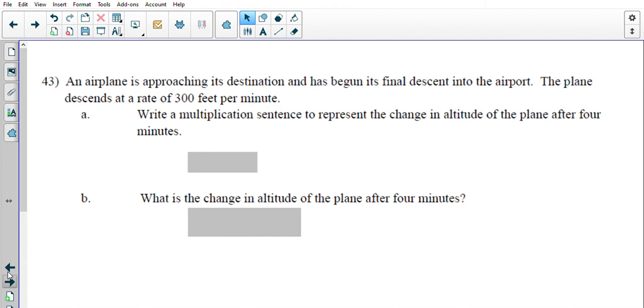All right, number 43. An airplane is approaching its destination and has begun its final descent into the airport. The plane descends at a rate of 300 feet per minute. Write a multiplication sentence to represent the change in altitude of the plane after 4 minutes.